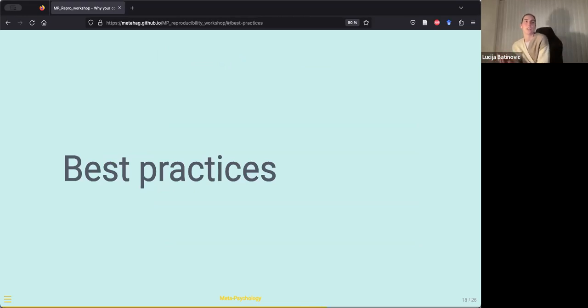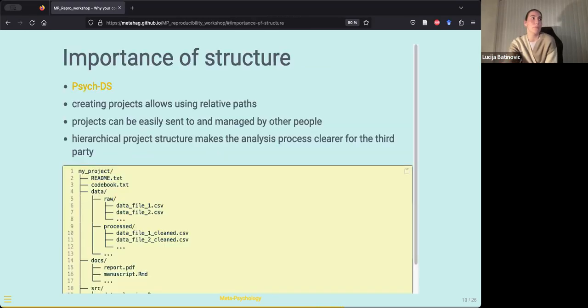And based on these, we have started thinking of what would be the best ways to clean this up. Most of the things that we present come from computer science and how they deal with code. But first of all, it's the importance of structure and making sure that the projects are easy to follow, that allow using relative paths when we use code, and that these projects can be easily shared and managed by other people, especially if someone is reproducing the code. I don't want to know every single thing about the code to be able to reproduce it. It should be something that I can understand from reading documentation and then just running the code.